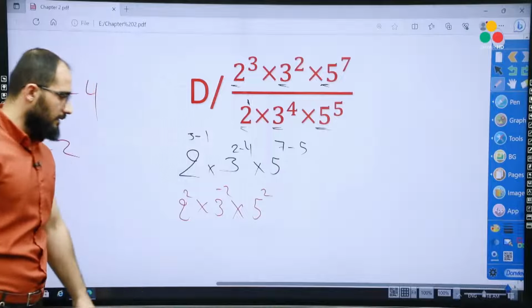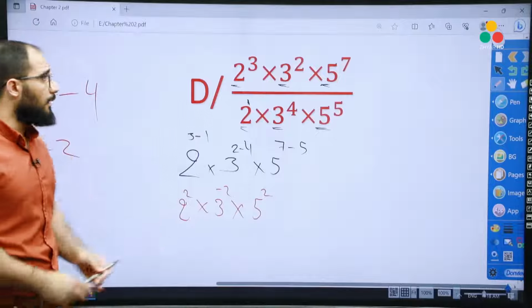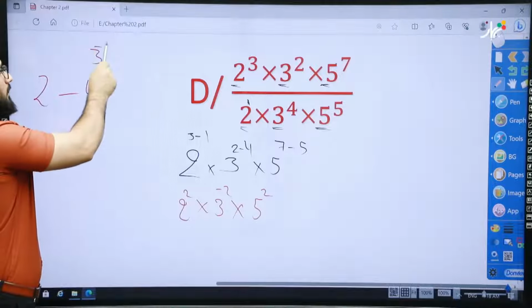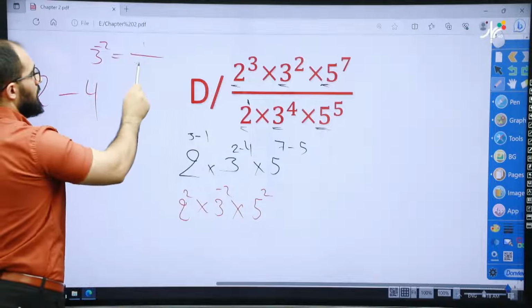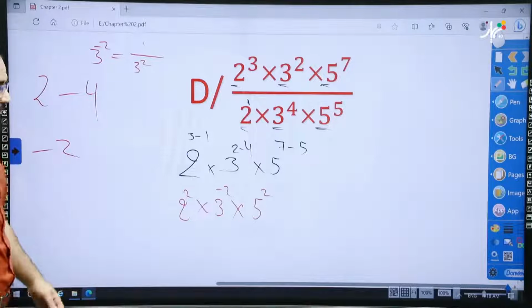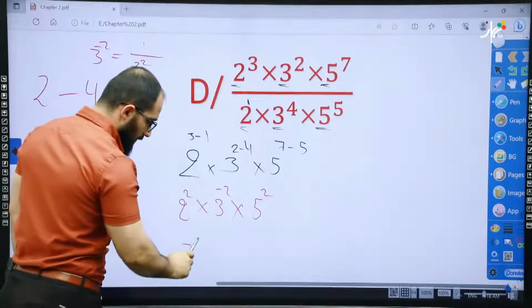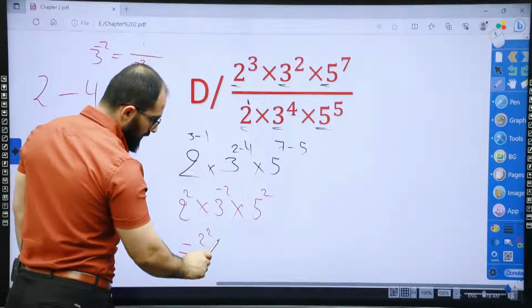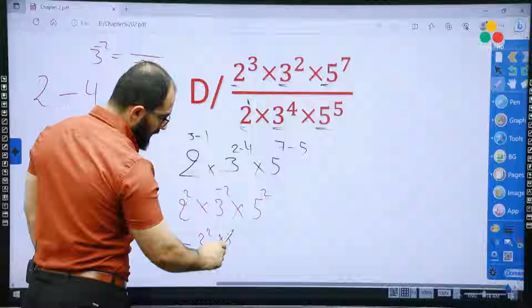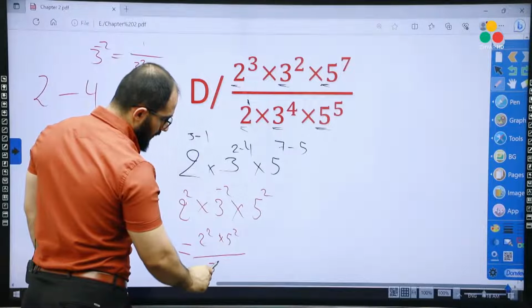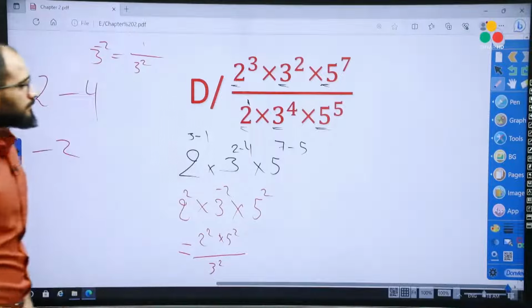So the only thing that's left is the negative power. If you have 3 with negative power, it's going to be 1 over 3 power 2. So it's going to be 2 power 2, okay, times 5 power 2 over 3 power 2.